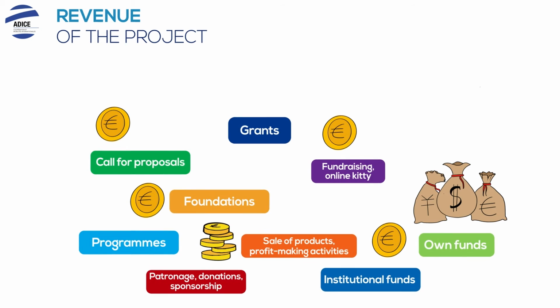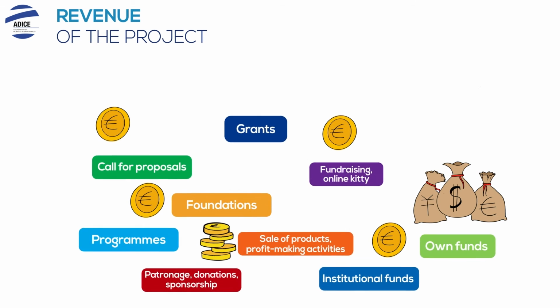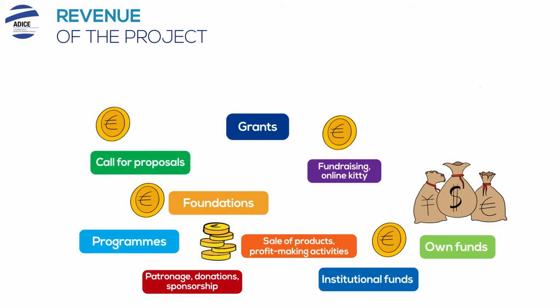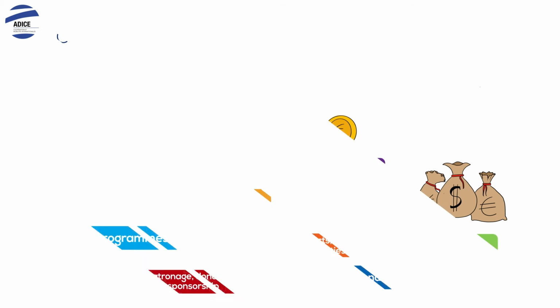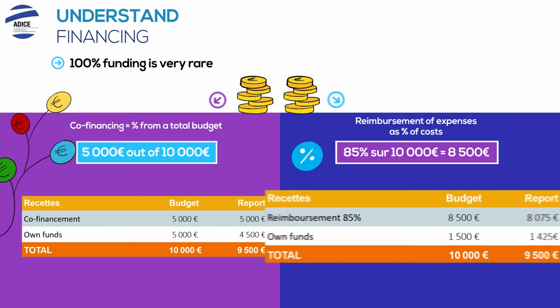Income is an important item alongside expenditure. Income can come from grants, foundations, product sales, donations, or own funds. Find out about the funding principle.